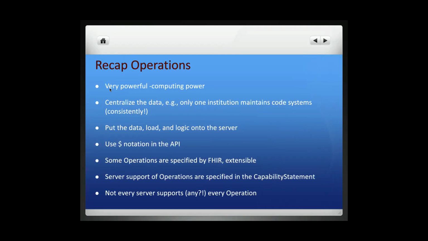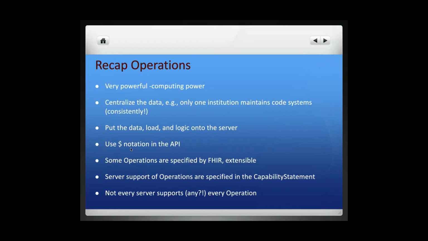Let's recap. Operations are very powerful. The computing power far extends the computing power of a client. Operations centralize the data, so you only need to have one institution. Usually it's the expert. For example, Regenstrief is going to update the LOINC code system and maintain the code system. That way the data is centralized, but more importantly, or as importantly, it's also consistent. You put the data, the load, and the logic onto the server. That makes for simpler client application development, simpler and faster.